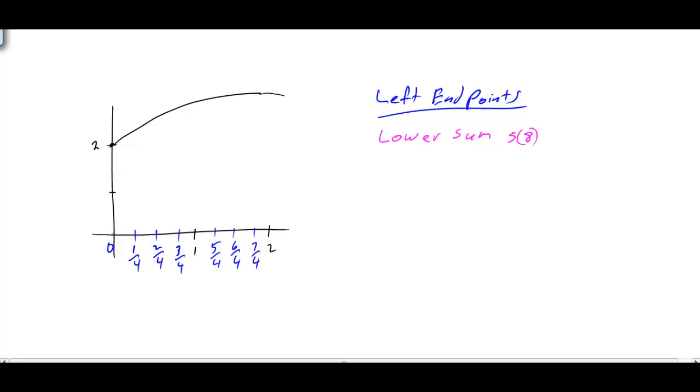And if we start at 0, notice now we'll go up until we hit the graph, and then we'll go over to the 1/4 and down. And then we'll start at 1/4, we'll go up until we hit the graph, and then we'll go over and down. And then we'll continue the same process. From the 2/4, we would go up until we hit the graph, over and down.